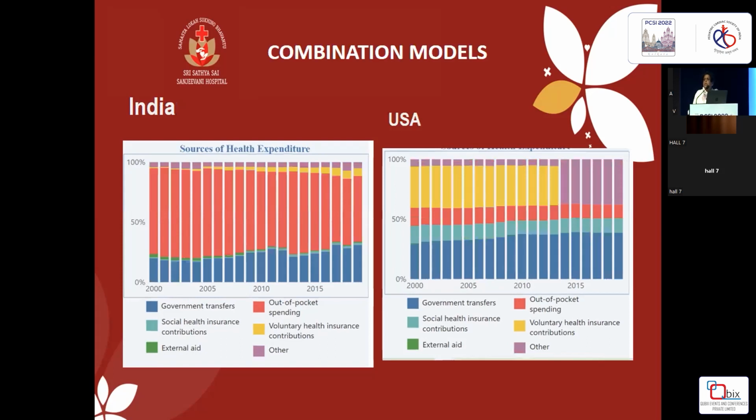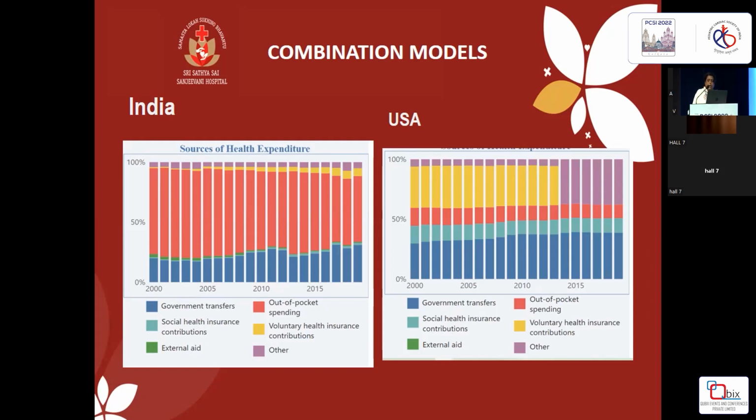And lastly, I compare these two models. One is India and the other is US. So in India, the government spending on healthcare is around 30 to 40%. Most of the healthcare is taken care of by out-of-pocket expenses. The yellow bars are some voluntary insurance schemes, and the purple bars are other sources of expenditure, which means foreign aid, donation, CSR, etc.